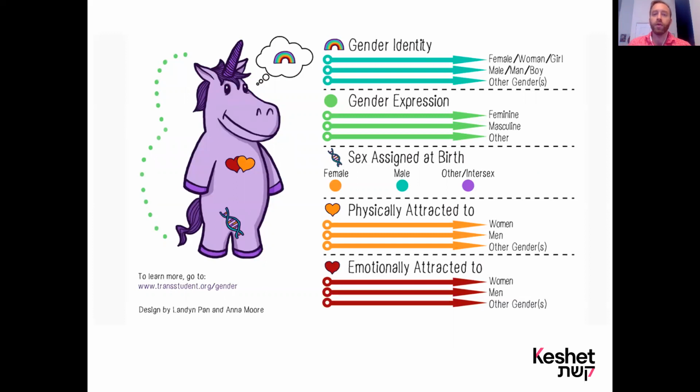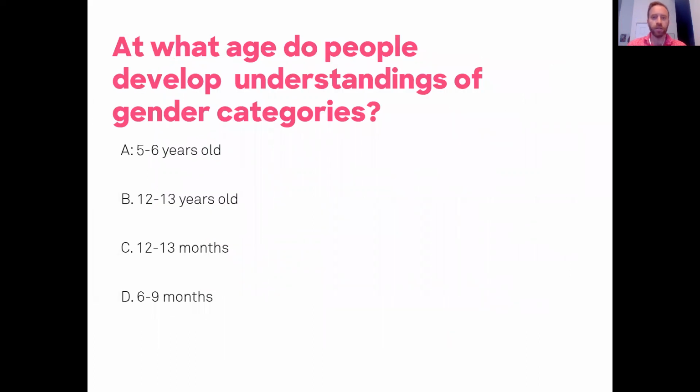And again, we are all unicorns. All of us have different components of this to our identity. The difference is that for some of us, those identities are supported by the larger society, and for others, it is not. And we have to navigate a society that wasn't necessarily built for us. So now I want to transition a little bit into understanding how we start to develop these identities about ourselves and the ages in which that happens.